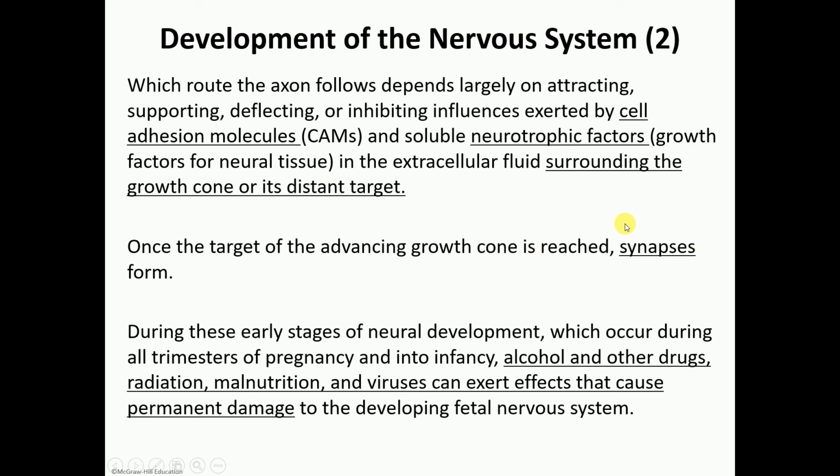The growth cone will keep on growing, guided by these factors until it reaches its target and it starts to form a synapse. Okay? During these very early stages of neural development in utero, these factors can be affected by alcohol and other drugs, radiation, maternal malnutrition, and viruses, which can all lead to permanent damage to the development of the fetal nervous system.